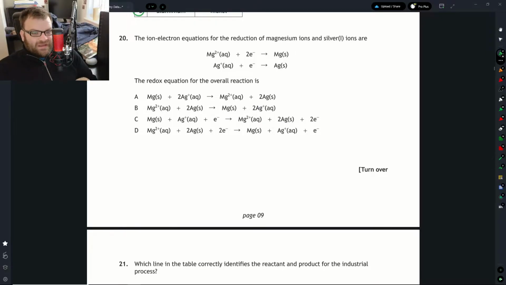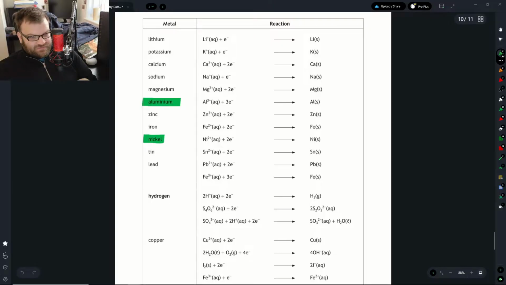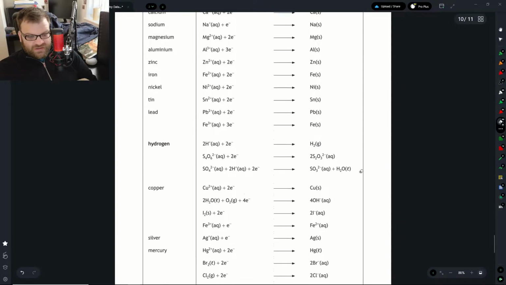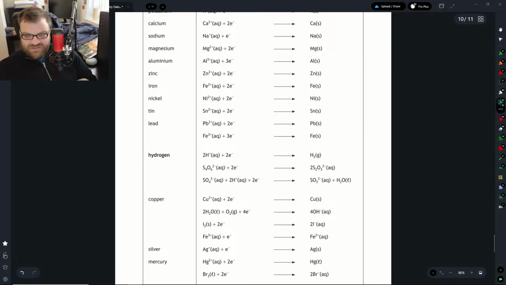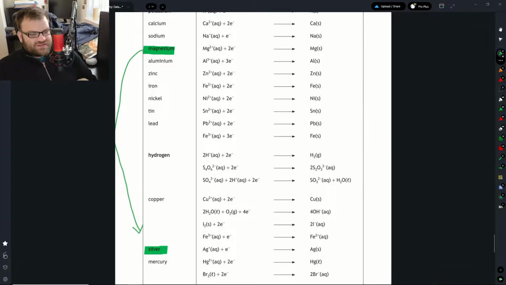Next up, number 20. We're looking to combine an oxidation and a reduction equation. At the moment, electrons are on the same side for both of them. We need one to be an oxidation and one to be a reduction. It's magnesium and it's silver. Same logic as before. We're going to go from the one that's higher up to the one that's lower down. So magnesium is going to lose electrons. It's going to be oxidized. Silver will gain electrons. It will be reduced.